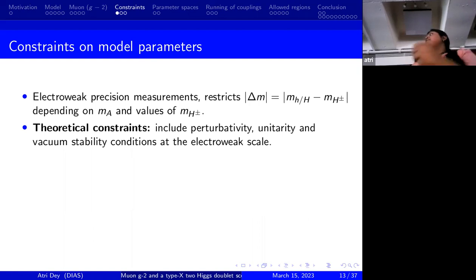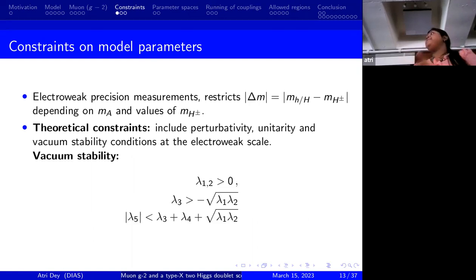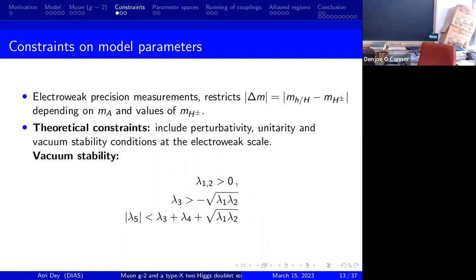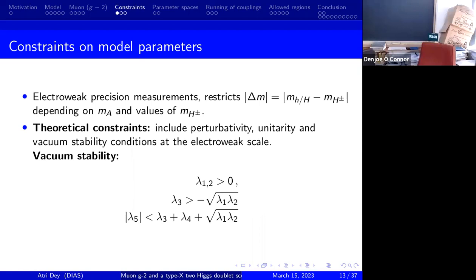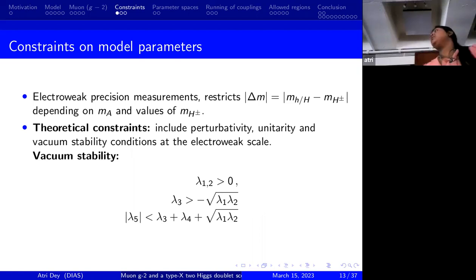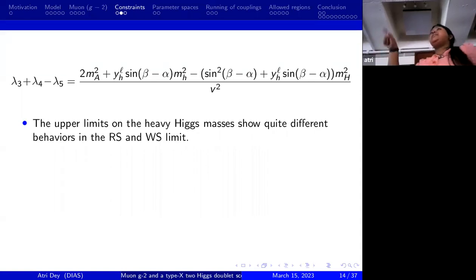And there are other theoretical constraints, which include perturbativity and vacuum stability at the electroweak scale. The vacuum stability constraint at the electroweak scale can put a bound on our quartic couplings in the type X two-Higgs-doublet scenario. So yeah, these are the constraints. We can see this from the last equation: these lambdas can be written in terms of our physical Higgs masses and mixing angles. If we look at our last equation, we can write lambda 3 plus lambda 4 minus lambda 5 in terms of our physical Higgs masses and the mixing angles.